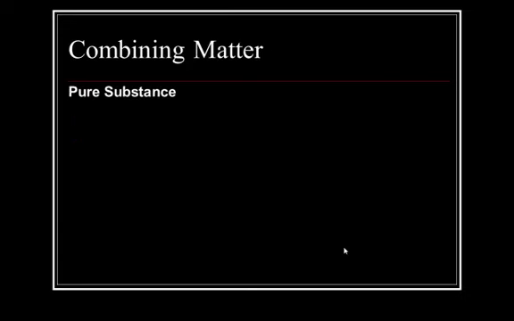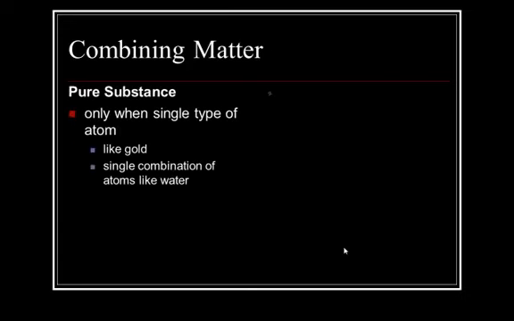Now I can combine matter, and when I combine matter, I have 2 different ways. I have a pure substance and a mixture. Now, a pure substance is when there's only a single type of that atom, like gold, or I have single combinations of atoms, like water, where it is in a set amount, like H2O. I have 2 hydrogen to 1 oxygen.